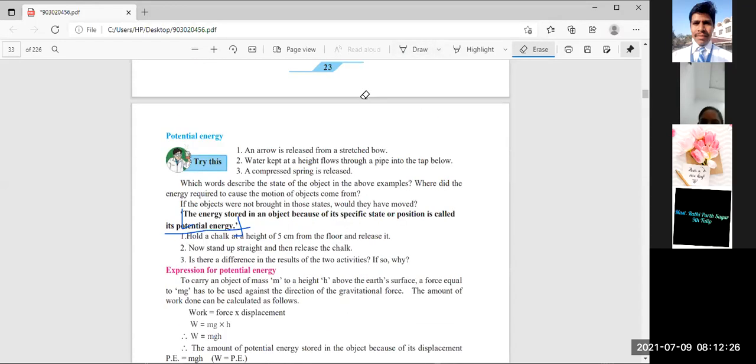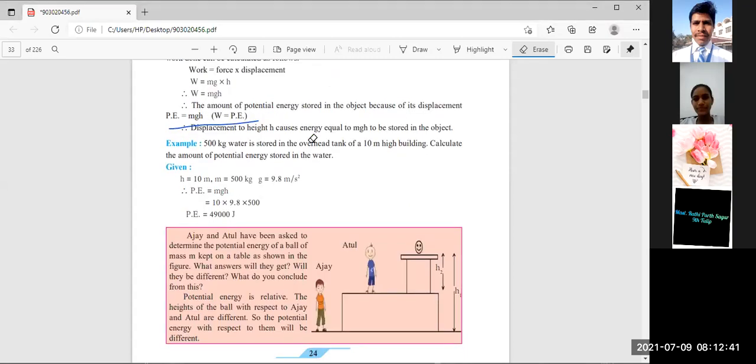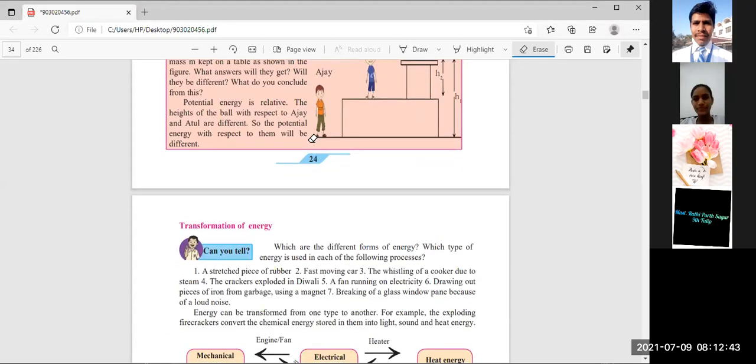Now, what is the third question? Third question: prove that the kinetic energy of a freely falling object on reaching the ground is nothing but the transformation of its initial potential energy. Now, what do we have to find? The third one.